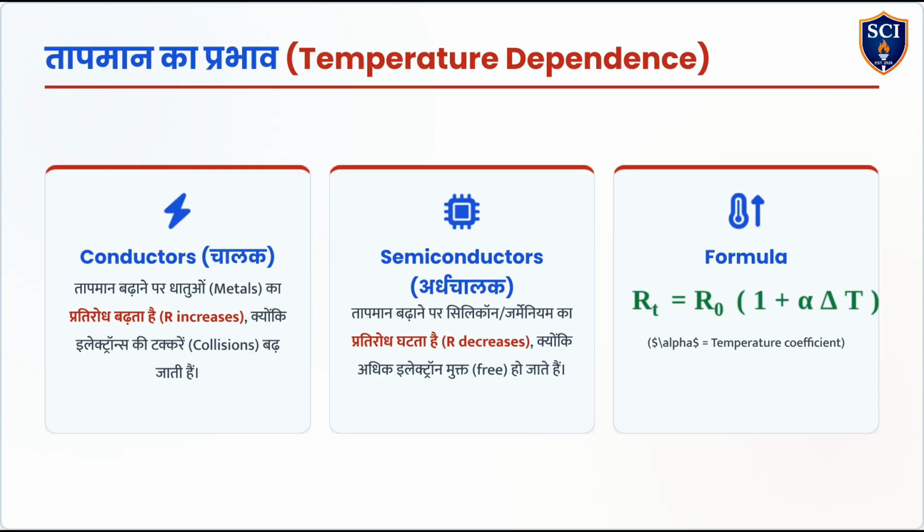Temperature dependence affects conductors and semiconductors differently. In conductors, resistance increases with temperature. In semiconductors, resistance decreases as more electrons become free. The formula for resistance is R_T equals R_0 times (1 plus alpha delta T).